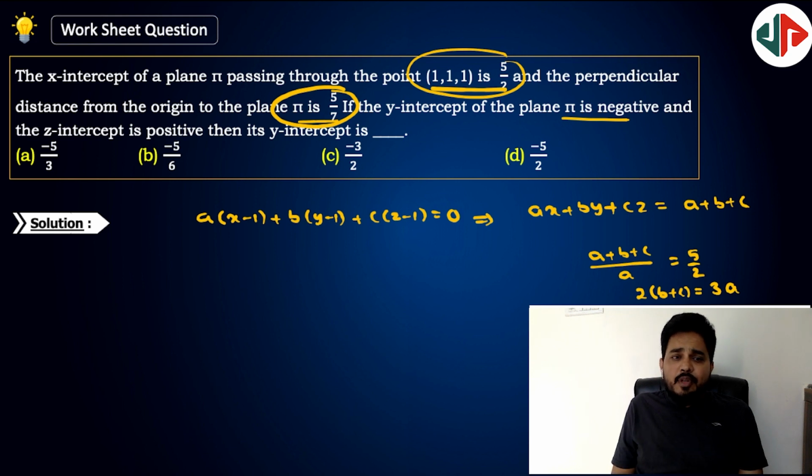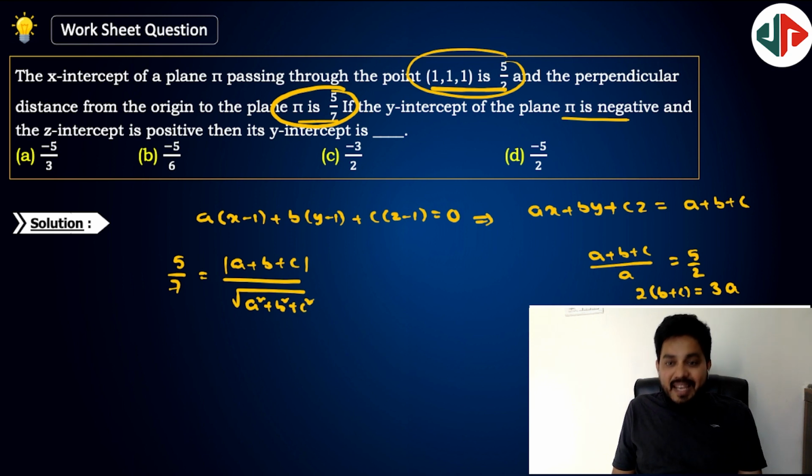Right? What is the perpendicular distance? 5/7 is equal to |a + b + c| divided by the square root of a² + b² + c².